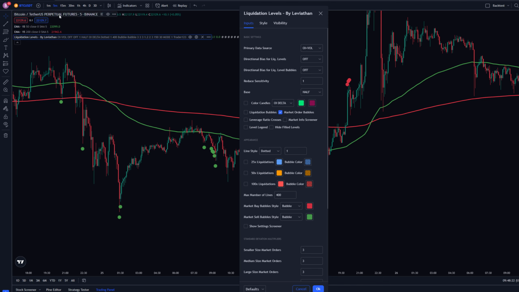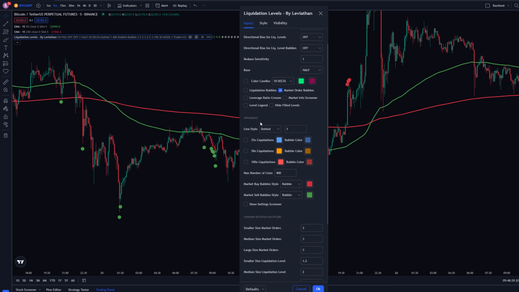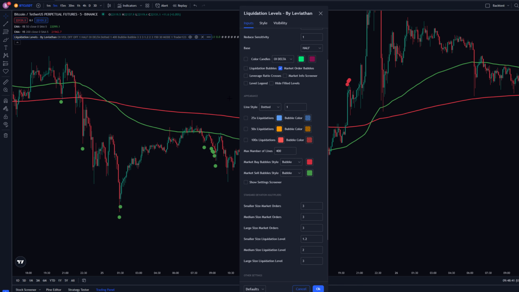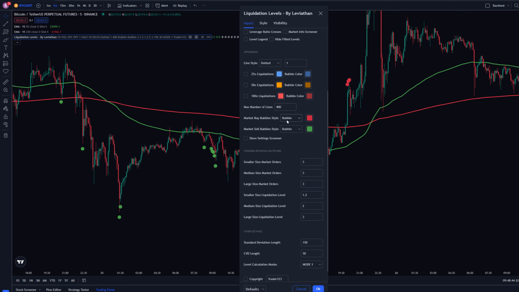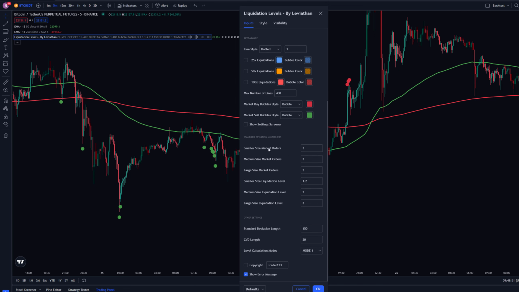For the liquidation levels, on the input, almost everything is off. You need to be on a perpetual future. For me it's BTC USDT on Binance right now, because I'm backtesting this on the same chart as he did, just to have better backtesting results. I switched the bubbles, by default this one is green, I turned that one to red and vice versa. The smaller and medium sizes we disabled by making them the same as the large size, so it's the same dot. That's basically it.